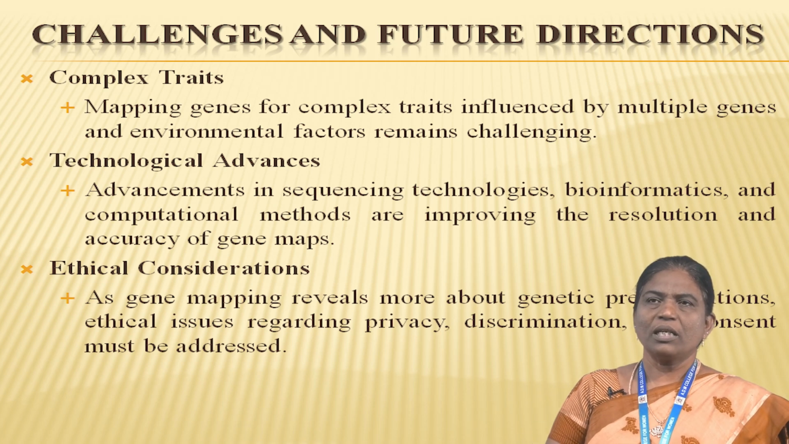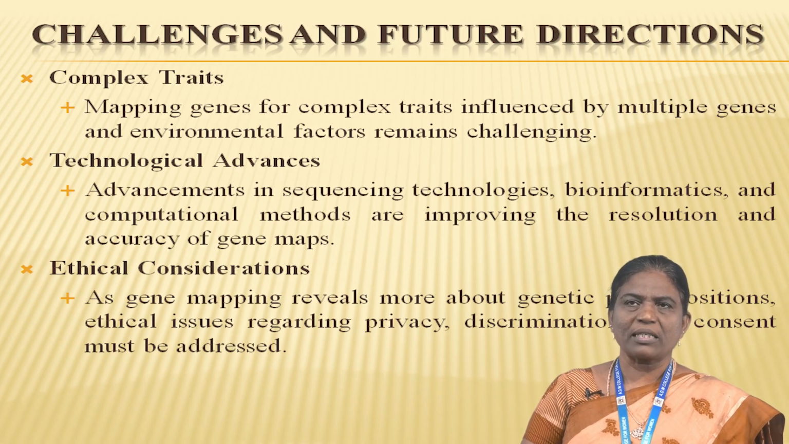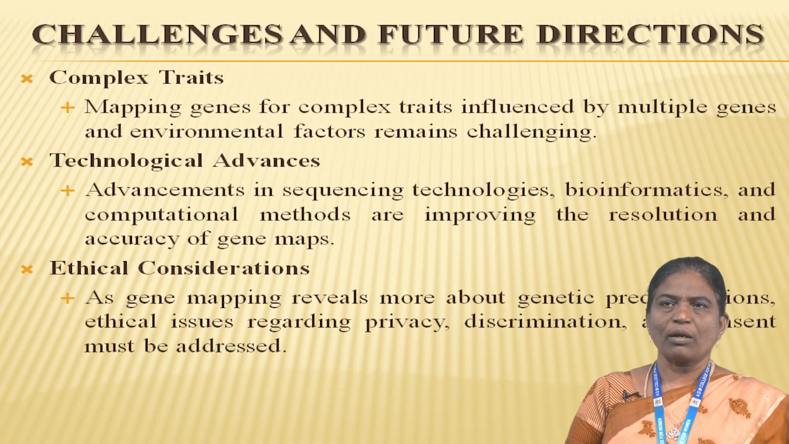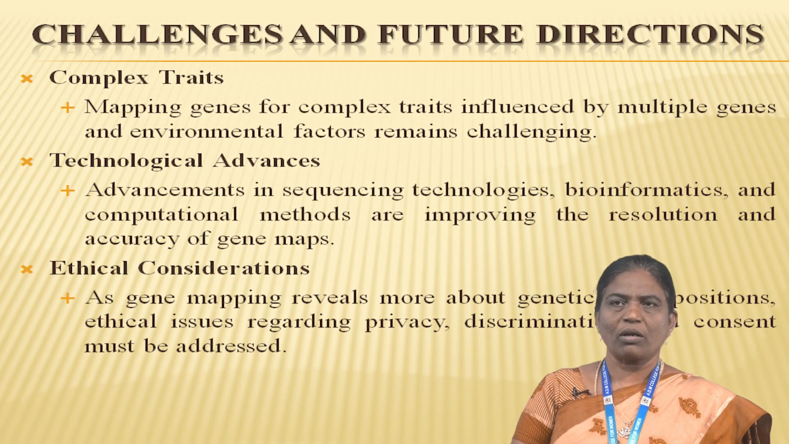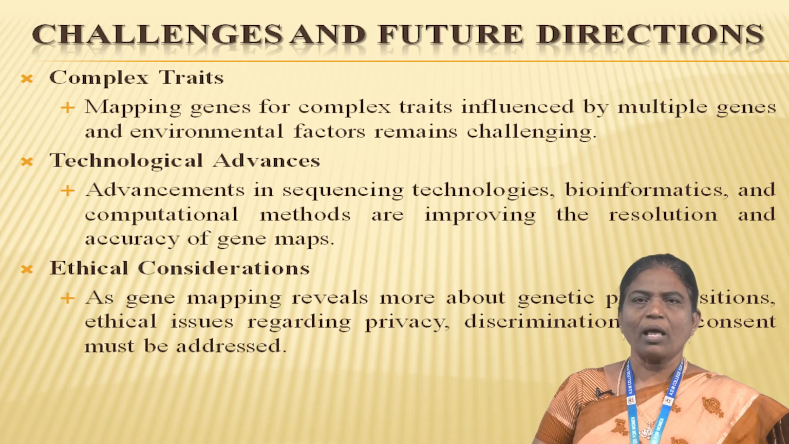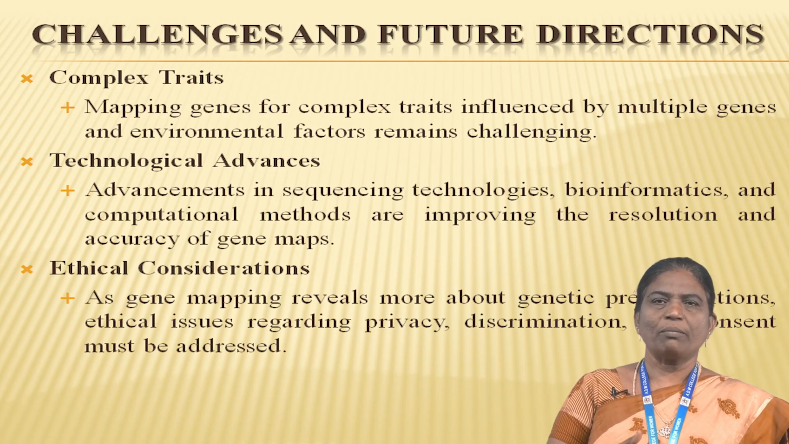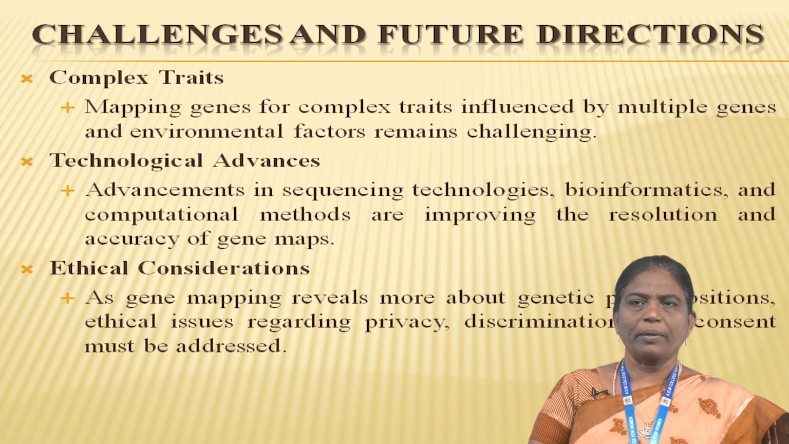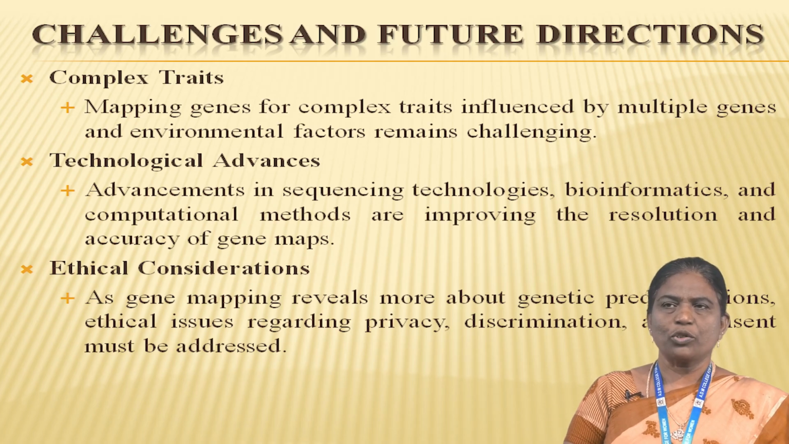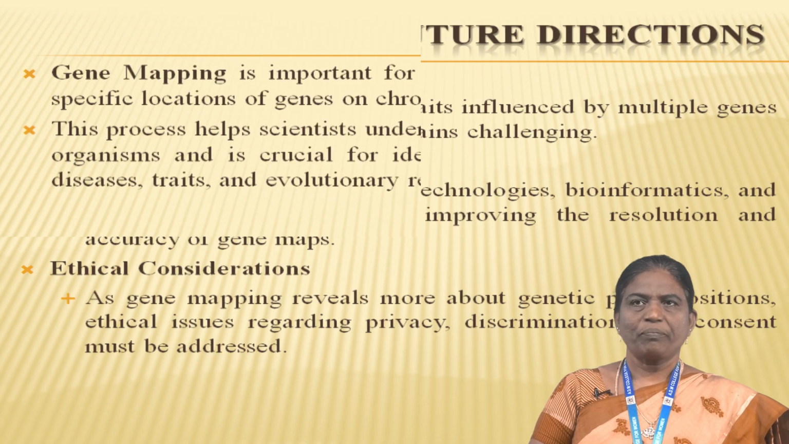When we see the challenges and the future directions here, first is about complex traits. Mapping genes for complex traits influenced by multiple genes and environmental factors remains challenging. Technological advances here: the advancement in sequencing technologies, bioinformatics, and computational methods are improving the resolution and accuracy of gene maps. And also ethical considerations: as gene mapping reveals more about genetic predispositions, ethical issues regarding privacy, discrimination, and consent must be addressed.